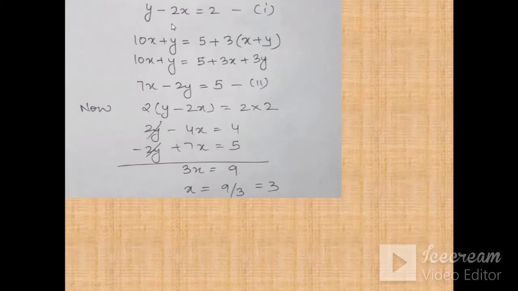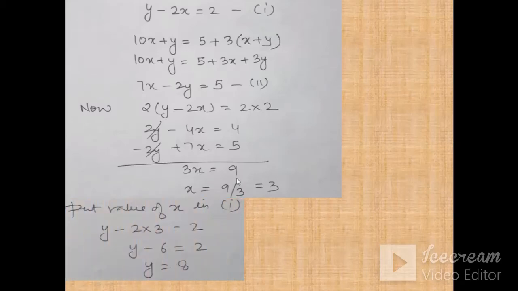Now again we will equalize the coefficient of y. Here the coefficient of y is 2. So we will multiply this whole equation by 2. So you will get 2y minus 4x equal to 4. Then putting these two equations together, putting the coefficients of x and y together and adding these two, you will get 3x equal to 9 or x equal to 3.